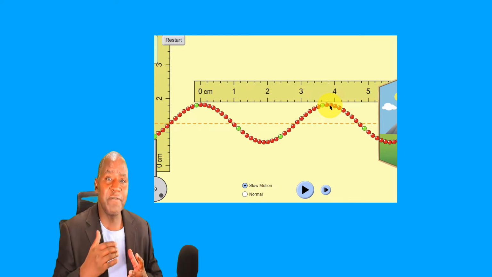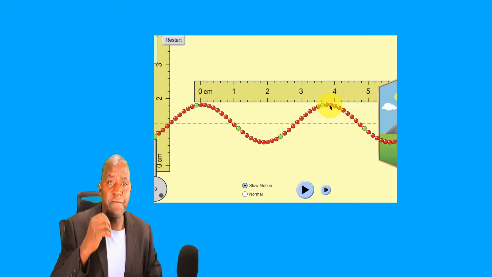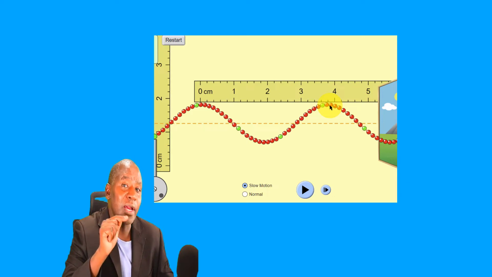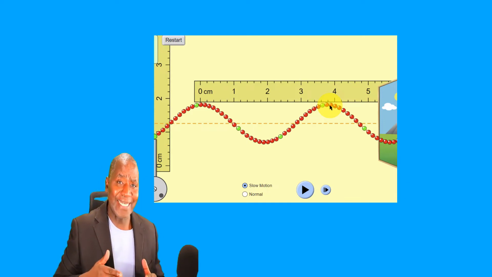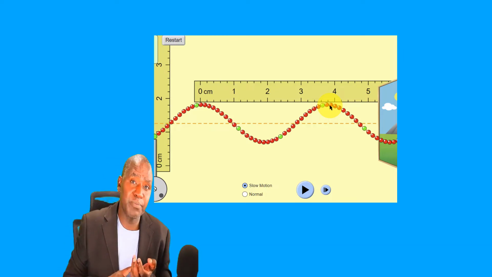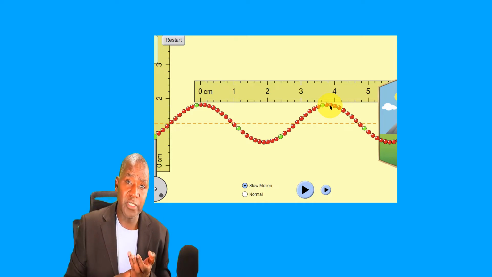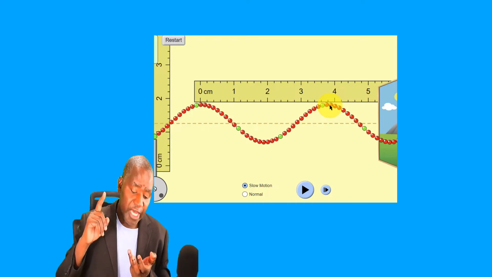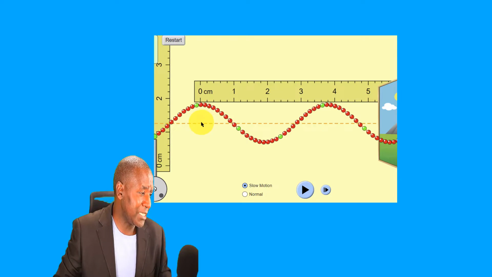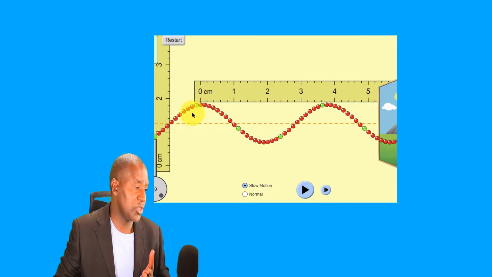It can also be defined in terms of phase, like this. It is the distance between any two particles on a wave which are in phase and they are following each other. What does it mean when we talk about particles which are in phase? Particles which are in phase have the same displacement, the same magnitude of the displacement, and the same direction of the displacement.